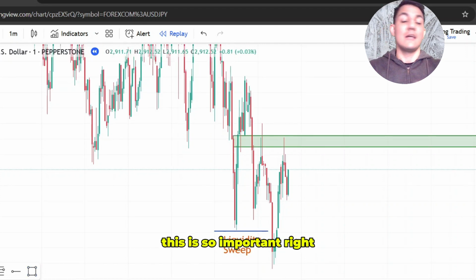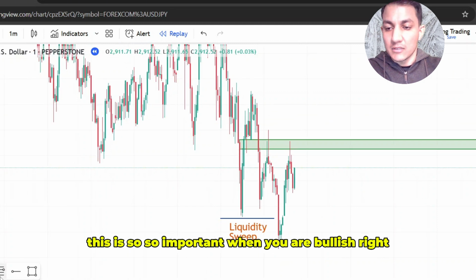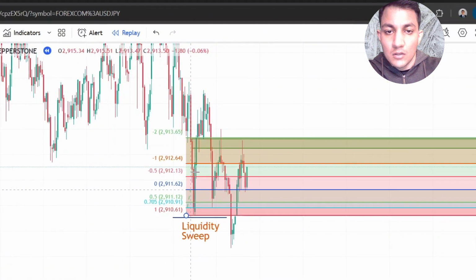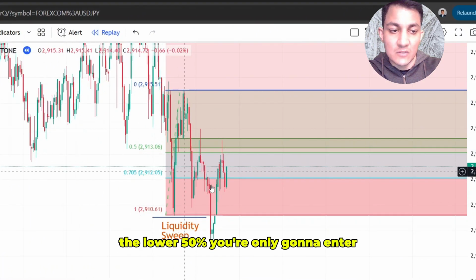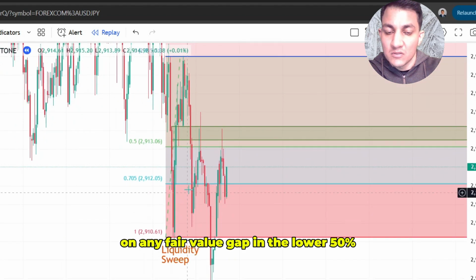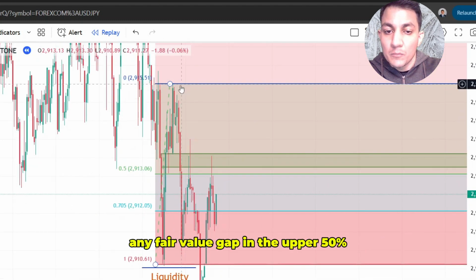This is so important. Get your notepad out. Put your phone aside. When you are bullish, you're only going to enter on fair value gaps in the lower 50%. The lower 50%. You're only going to enter on any fair value gap in the lower 50%. And when you're bearish, you're only going to sell any fair value gap in the upper 50%.